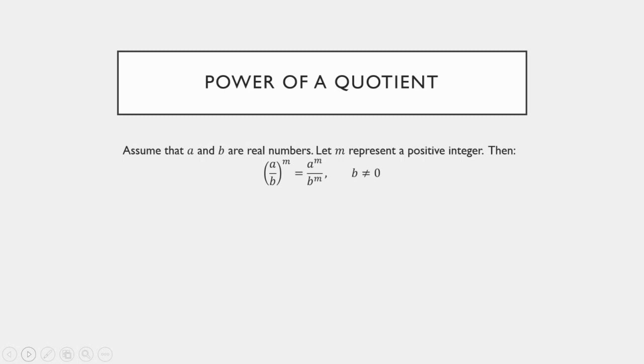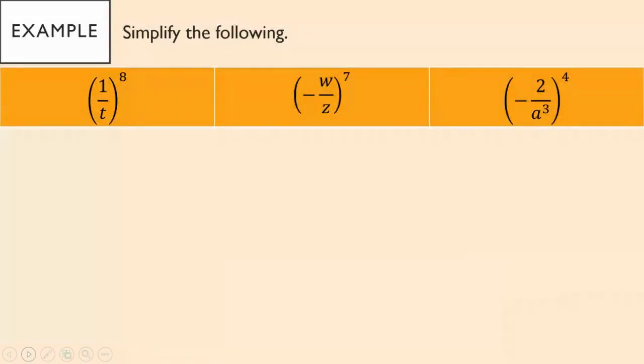So I'm going to start with just examples here. On the left, we have 1 over t, and then that's to the 8th power. So everything on the inside gets that exponent of 8: 1 to the 8th power and t to the 8th power. So 1 to the 8th power is just 1. So this ends up as 1 over t to the 8th.